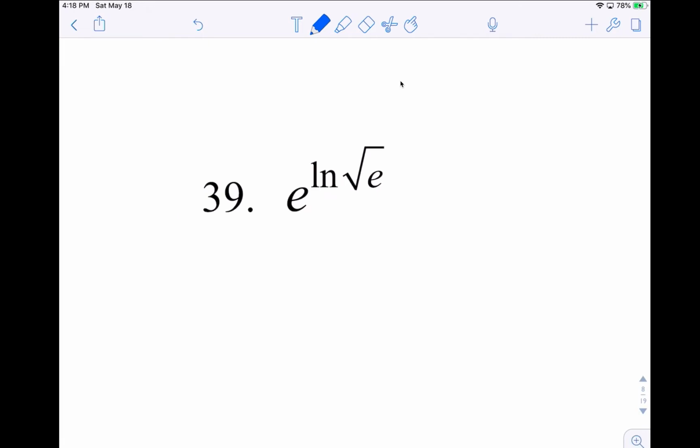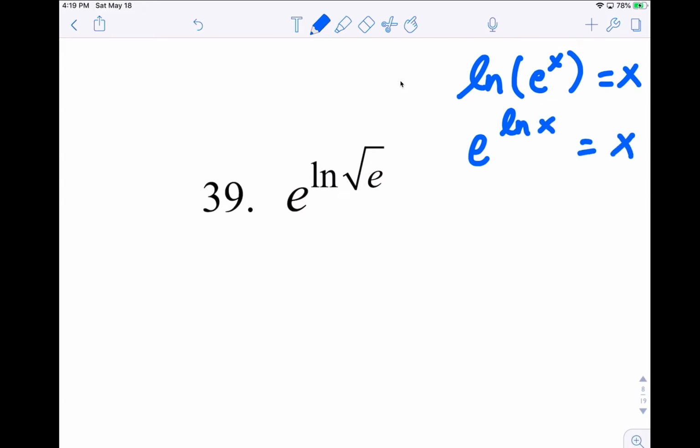Okay, now for 39, remember your rules, right? If I do the natural log of e to the x, it just gives me x. And if I do e to the natural log of x, that also just gives me x. Okay, e to the x and ln of x are inverses of each other. So if they're next to each other like that, you can then just simplify them out.